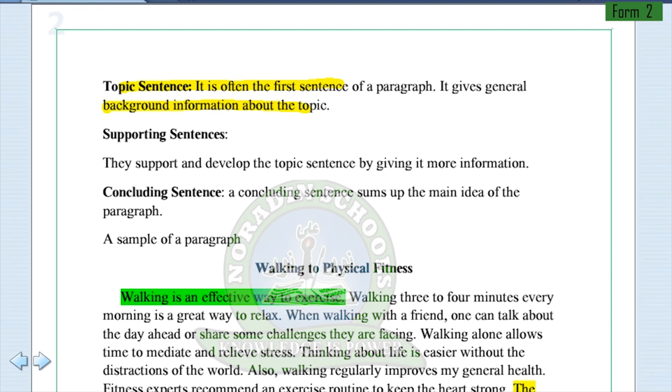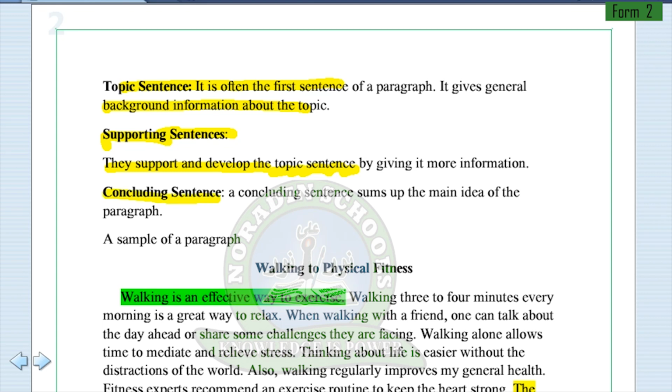If you ask yourself what supporting sentences are: supporting sentences support and develop the topic sentence by giving it more information. Topic sentence here. Supporting sentences support, that means they support and develop the topic sentence by giving the topic sentence more information.